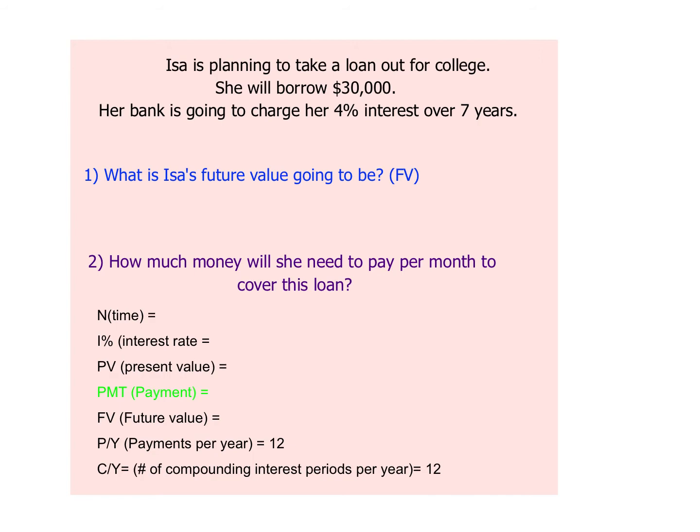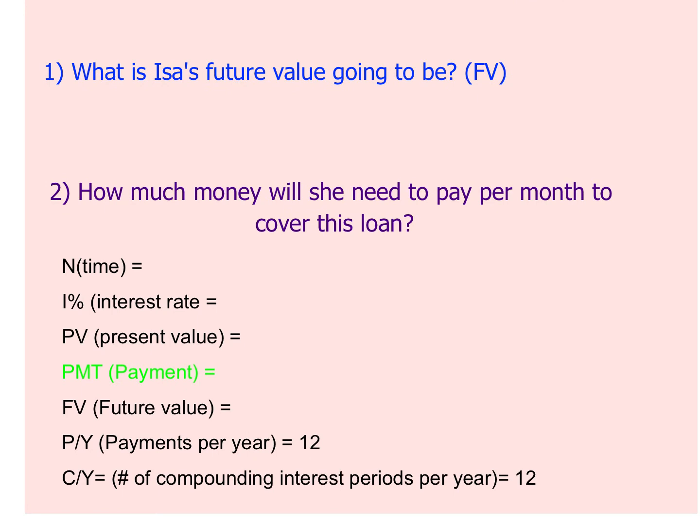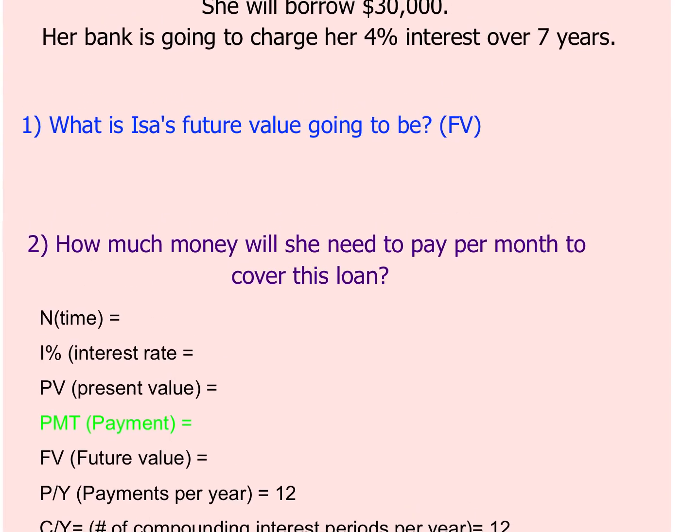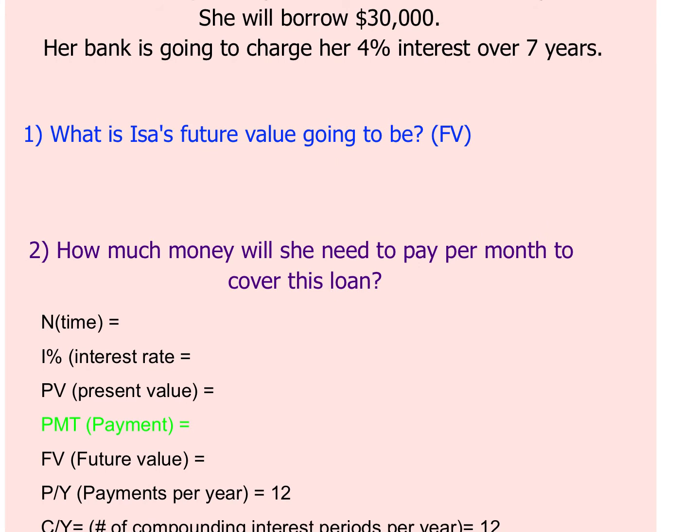Is N $30,000? That's a common mistake. They put the money right there. No. Is the interest rate $30,000? No. The present value, you're borrowing $30,000. So it's going to be a positive. It's come into your hands. You got $30,000. It's not negative. They gave it to you. You've got this cash that you just borrowed.